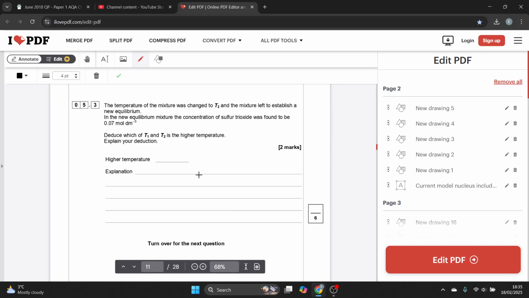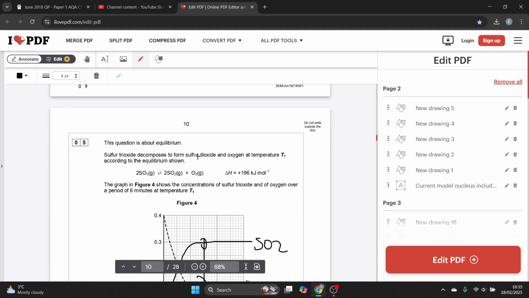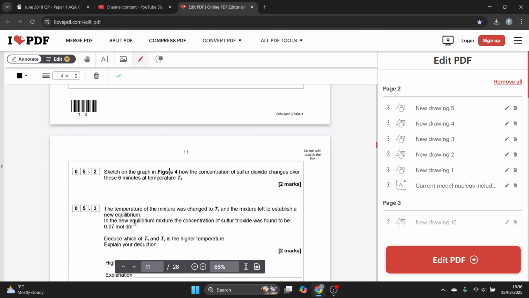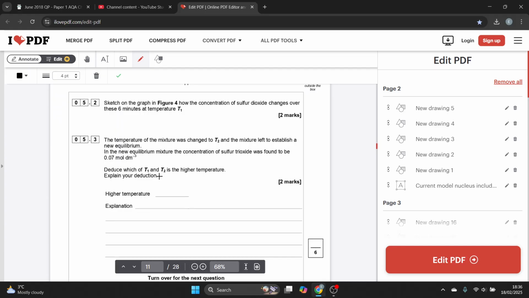Explain which one is the higher temperature. Well, the question tells me the forward reaction is endothermic because the delta H is positive 196 kilojoules per mole. So if the forward direction is endothermic and I increase the temperature, it's going to shift in the endothermic direction to oppose the increased temperature, and therefore SO3 will decrease. So which one is the high temperature?